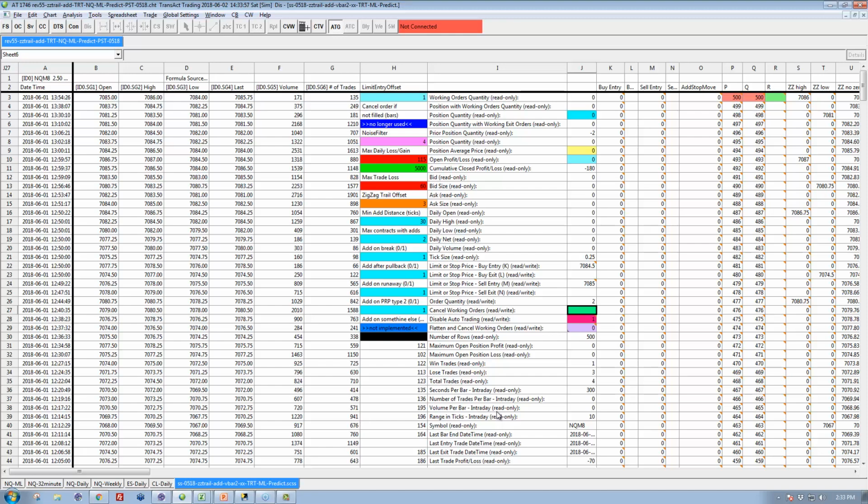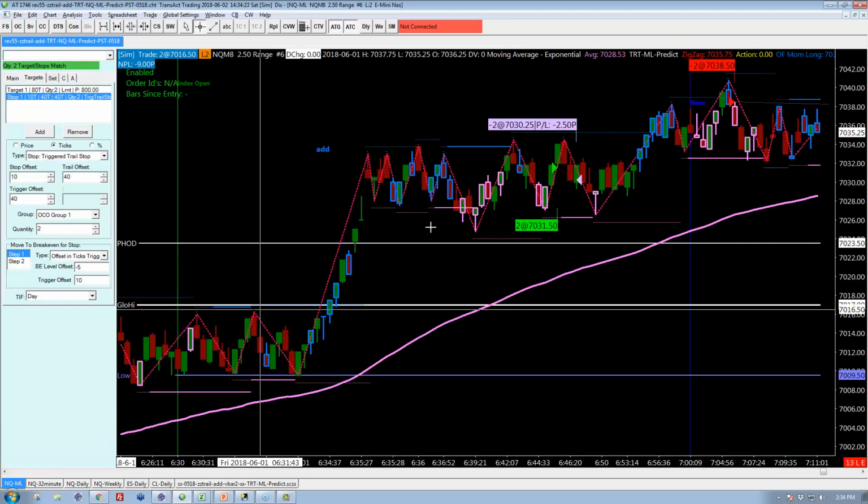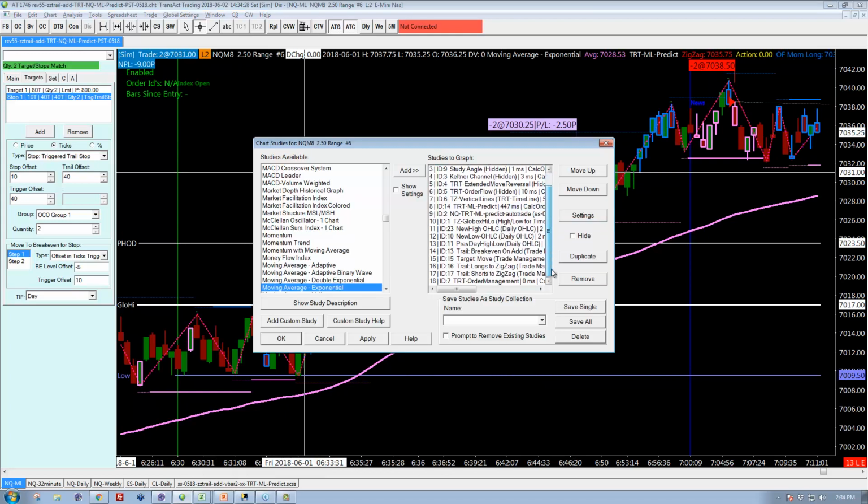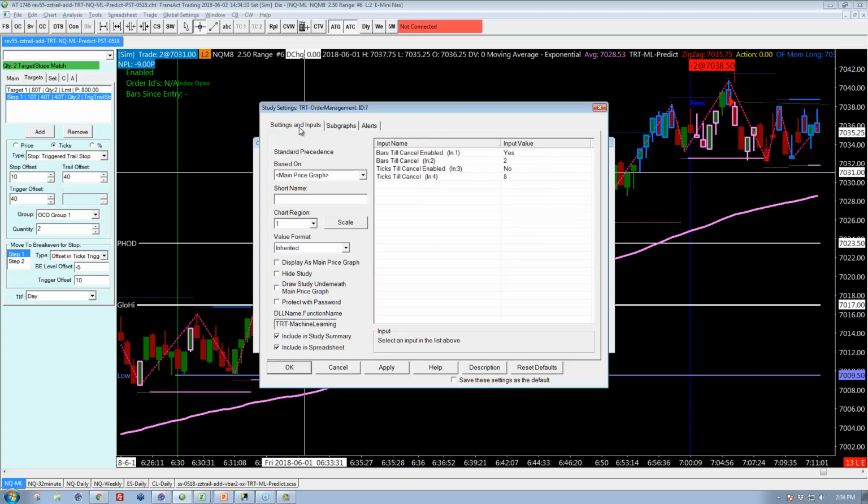So what I did was go off and write a custom study to fulfill this purpose. You'll notice on this spreadsheet, this is my beta spreadsheet, cancel working orders, this cell is blank, and up here, cancel order if not filled is just no longer used. I'm handling it a different way, with a custom study called TRT order management. And it has some settings in it.